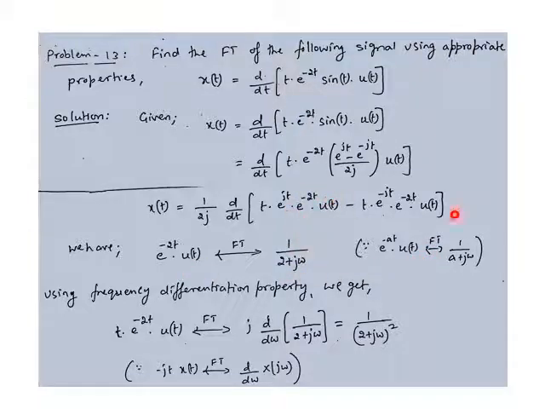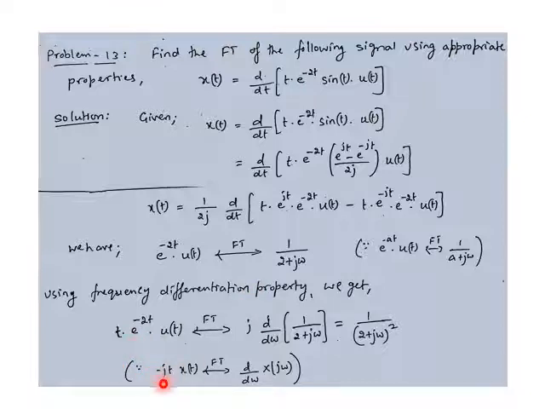So only for these two terms, e to the power minus 2t into u of t, its Fourier transform I can write as 1 by 2 plus j omega. So here, if I now include t along with this, what is required? The frequency differentiation property. From the frequency differentiation property, it says minus jt. So let me take that.